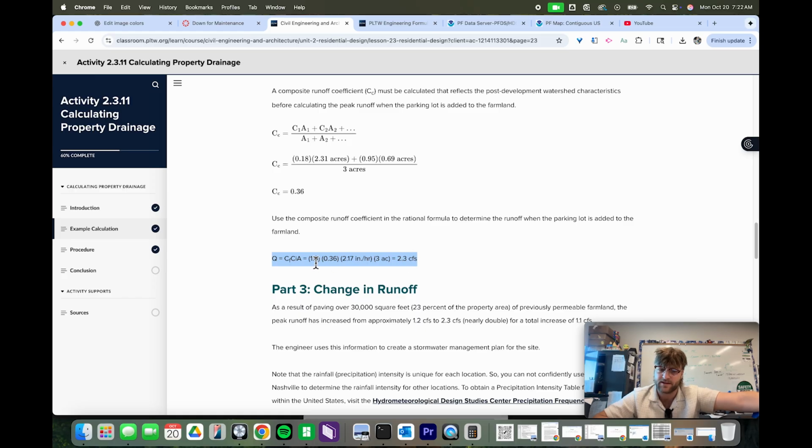So then we use CF. And then we use that C value, which is the average C value for this lot. And then we multiply that by I, and then multiply by A. And so you'll end up with this 2.3 cubic feet per second.